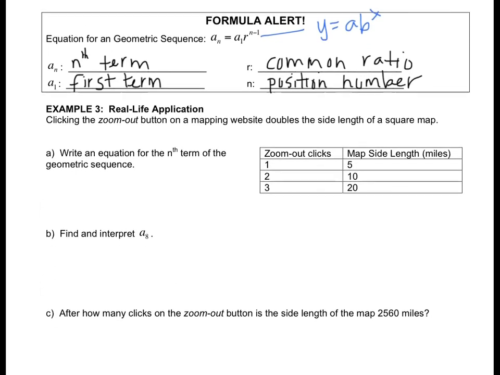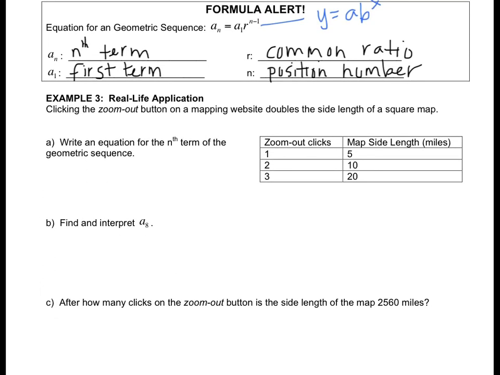So let's see this in an example. The first thing that we have to do, clicking the zoom out button on a mapping website doubles the side length of a square map. Write an equation for the nth term. So I'm going to use my generic formula, but instead of A1, I'll put what the first term is, which in this case is 5. And they tell me up here what the ratio is, but you can also check in the table. This is being multiplied by 2. So 2 to the n minus 1.